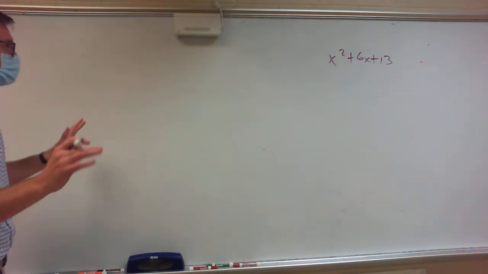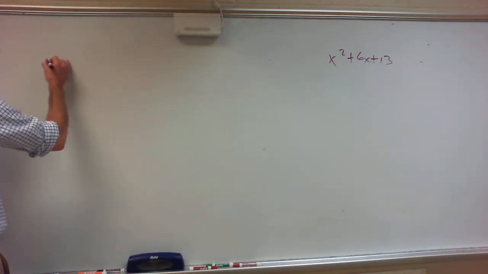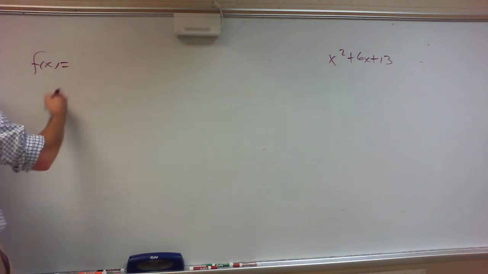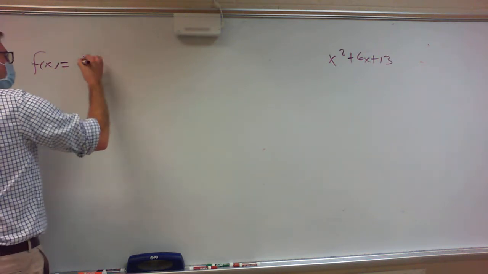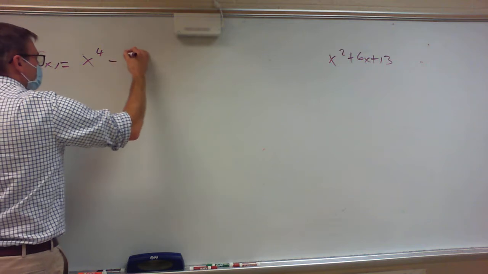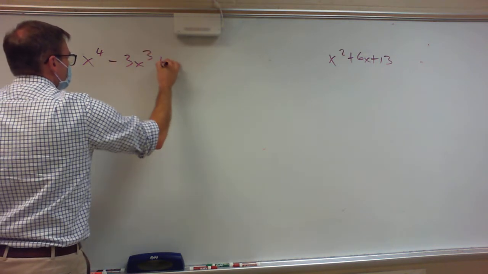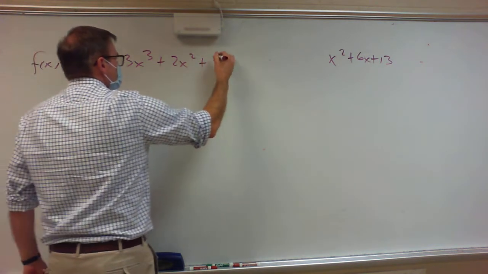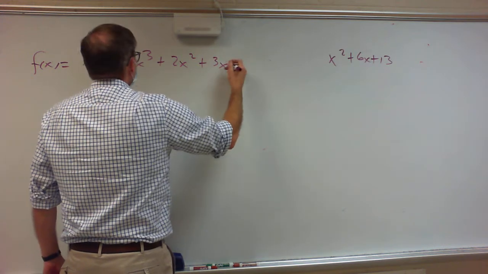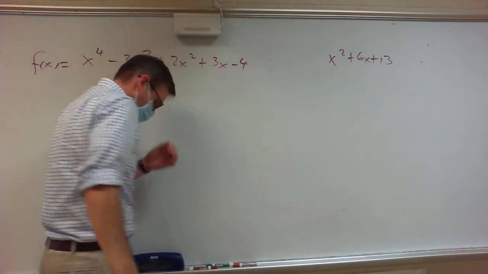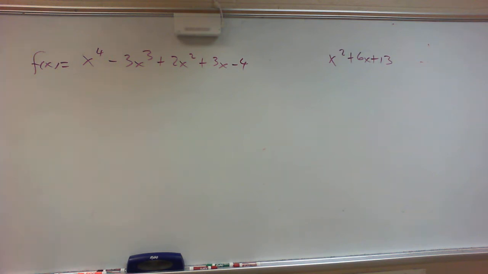So what I need everybody to do is write down this function, and we're going to start with x to the fourth minus 3x cubed plus 2x squared plus 3x minus 4. So everybody write that down.